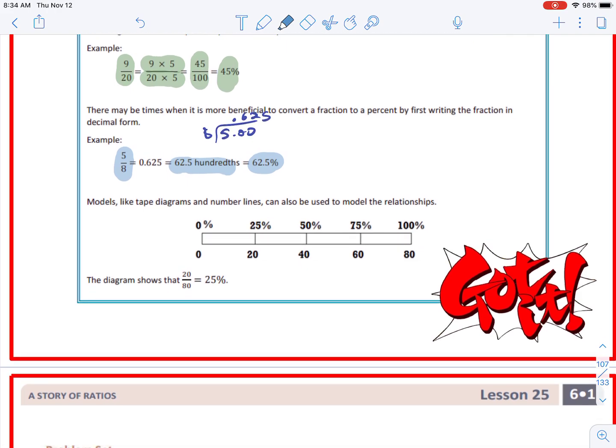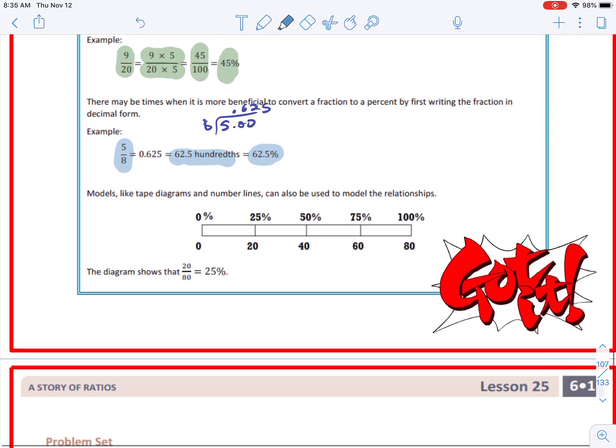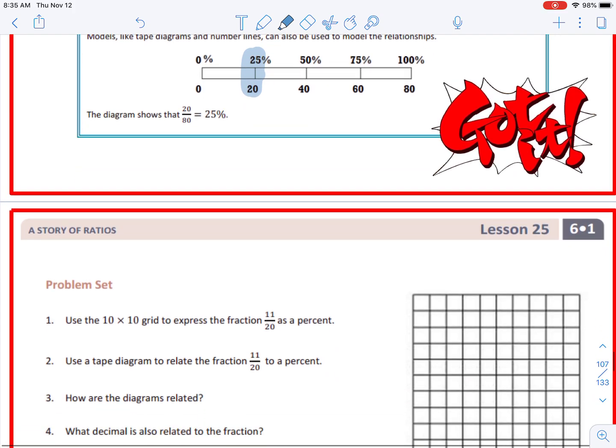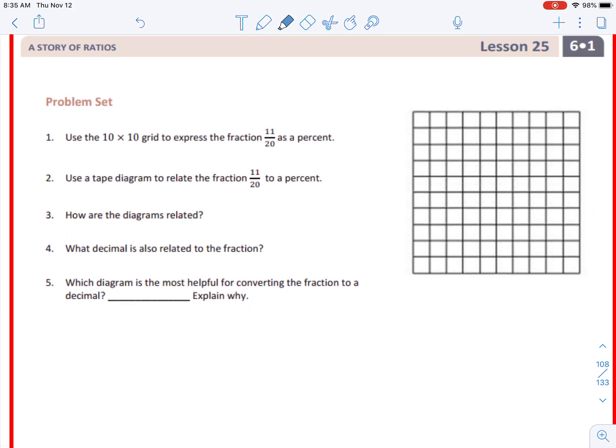The diagram shows that 20 over 80 equals 25%. So here, the model's cut into 4 equal pieces. Each piece is equal to 25%, okay, out of 80. Okay, so we're going to do the problem set together. Please do this on your own first, and then check with me or check the video for the answer. So pause the video, go do the problem set real quick, and then we will go over it together.